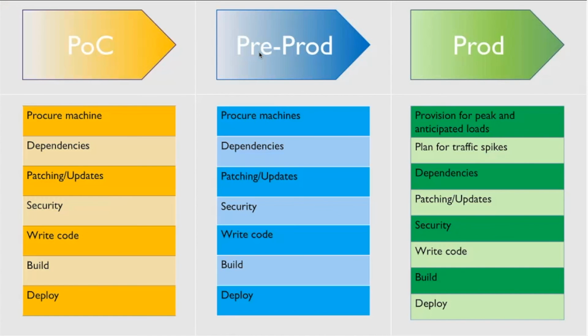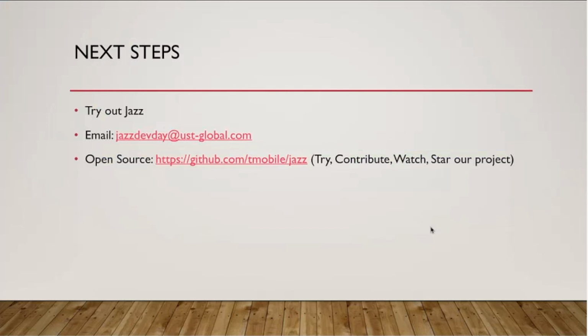So with that, we're now going to go back to the scenario that we had, right? The POC, pre-prod, prod. Now, if we did this using Jazz, you didn't have to worry about all of those other things. All of that is taken care of in partnership with Serverless. So it's not just Jazz which is doing it. Some parts Serverless is doing, like procuring machines, dependencies, patching, updates. But Jazz is taking care of build, deploy, some overlaps with security, logging, monitoring. All of that is built in. So you as a developer just write code.